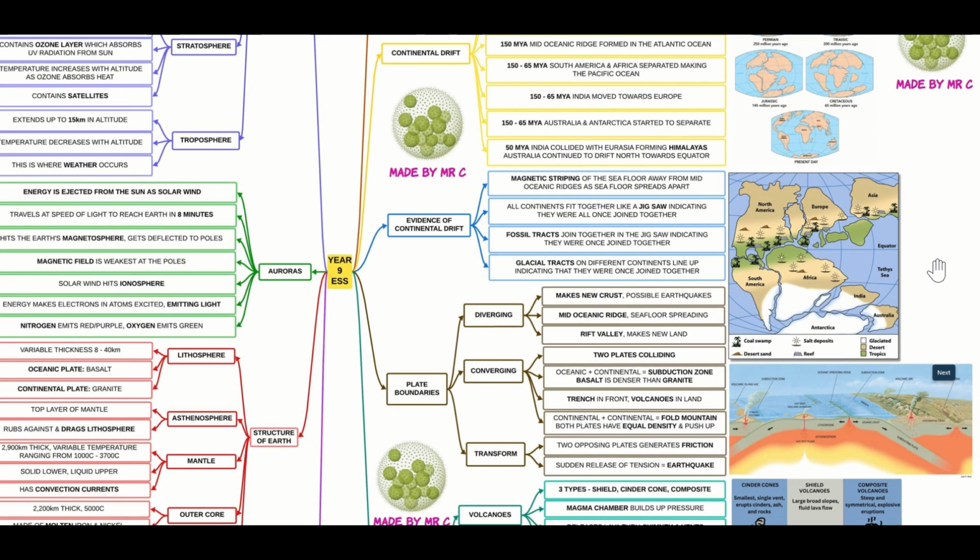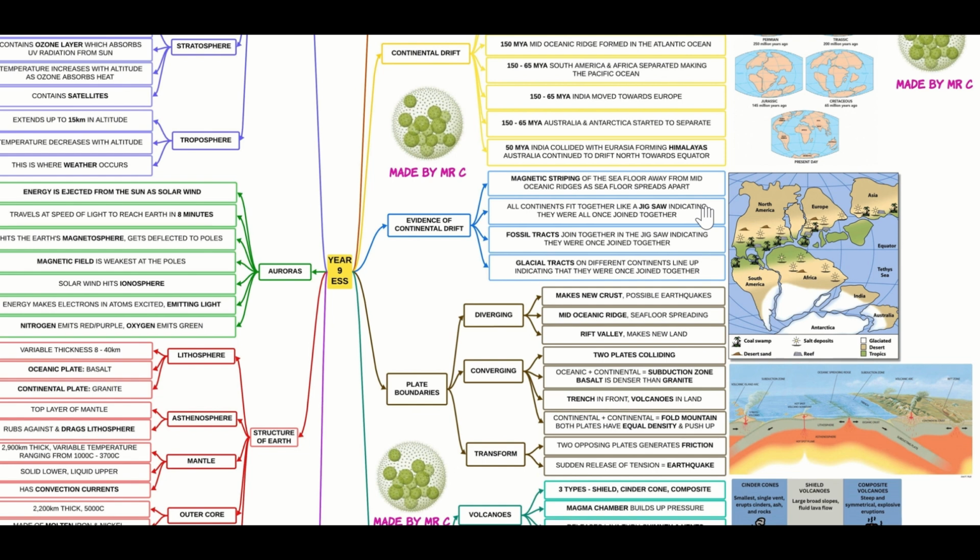Evidence of continental drift: well, we've got magnetic striping from the mid-oceanic ridges. Every 10 million years, on average, the magnetic poles of the Earth flip, and the iron within the sea floor also flips in its alignment, and we can see this striping as we move away from the mid-oceanic ridge. Also, all continents fit together like a jigsaw, indicating that they were all once joined.